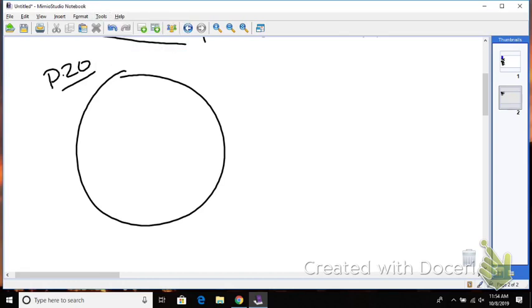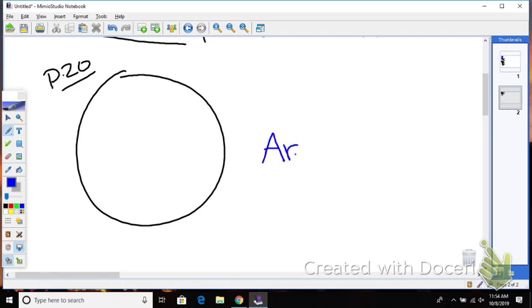I want you to use the blue colored pencil to show me the area of the circle. And I want you to use the red colored pencil to show me the circumference of the circle that you drew. Circumference is like the perimeter. It doesn't have to be perfect. But I'm going to give you about a minute to do that.